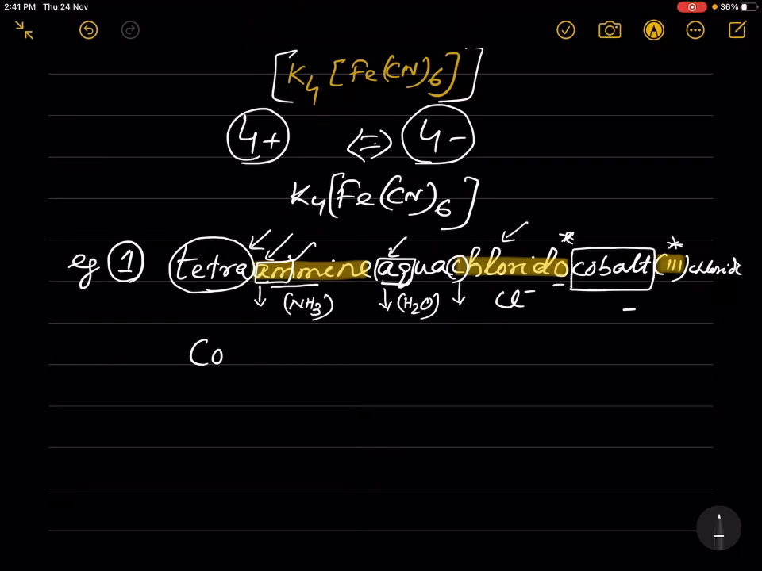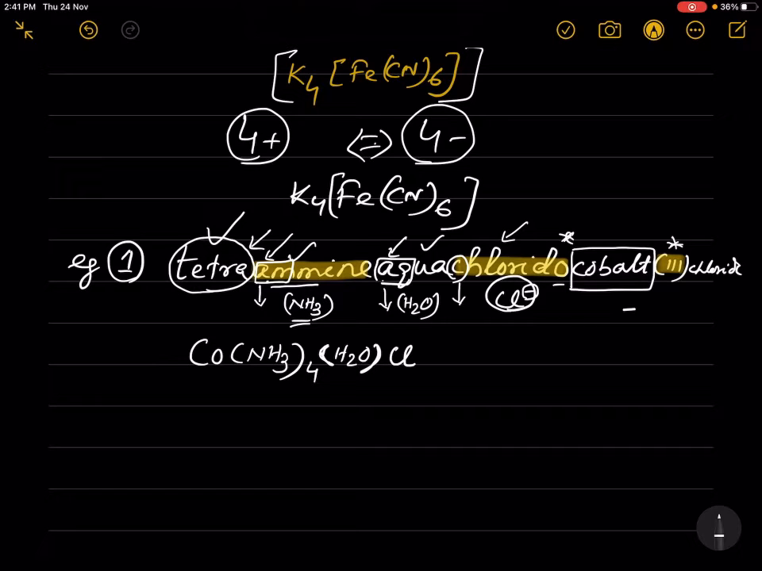So amine means NH3. How many amines are there? 4. So just write 4 as a subscript. Then aqua. Aqua means water. I told you, if the ligands are polyatomic, they should be written in parenthesis. Parenthesis means moon bracket. Then chlorido means Cl minus. It's not polyatomic, so we can write Cl, no need of writing the charge. You see Co(NH3)4(H2O)Cl.